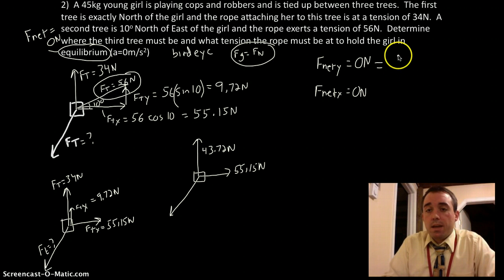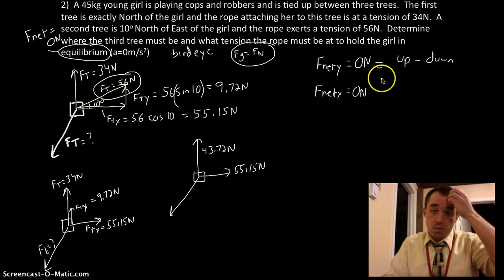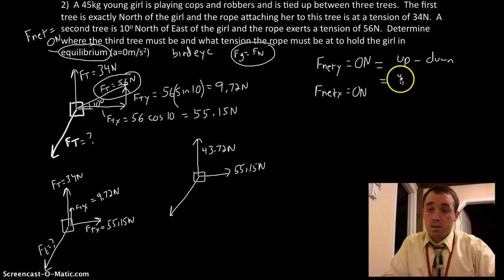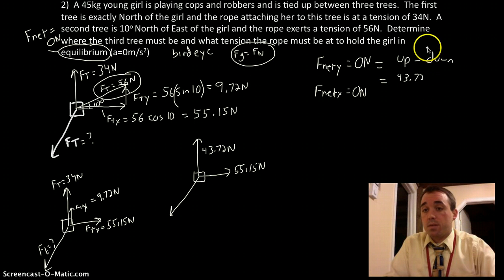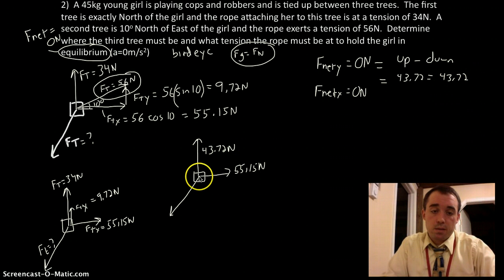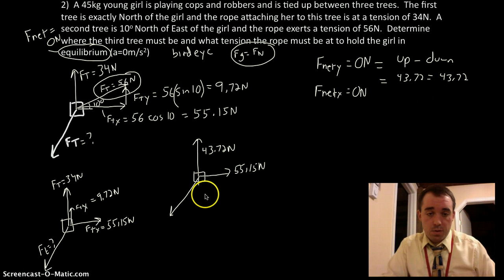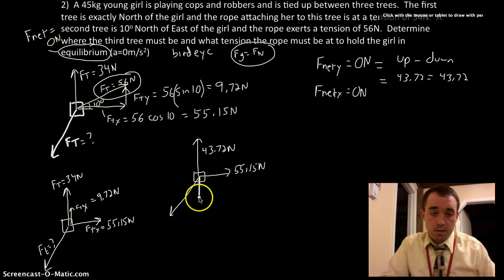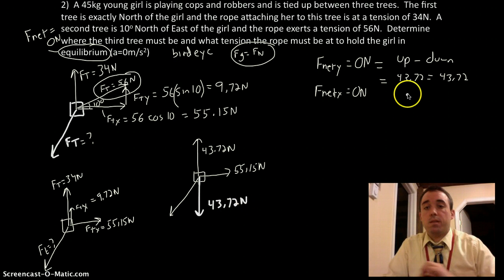Well, F net Y is total up minus total down. Our total up is 43.72, which means that our total down has to equal 43.72. So we need a piece of the down force. Let's start building this. We need a piece of this down force to cancel. It needs to be 43.72 newtons.